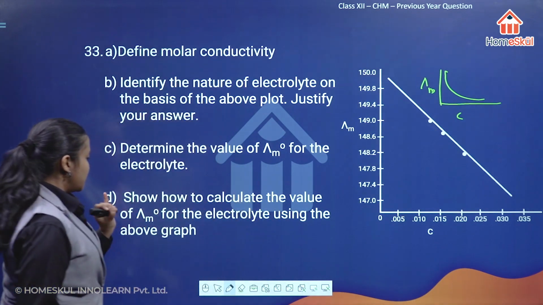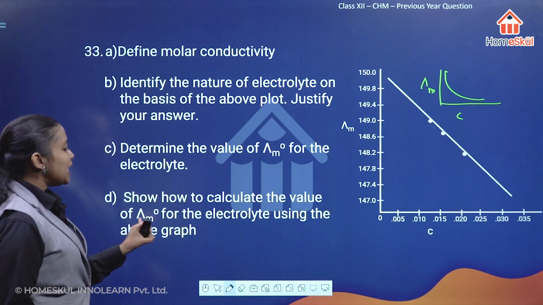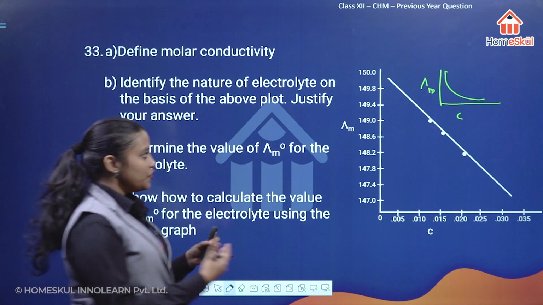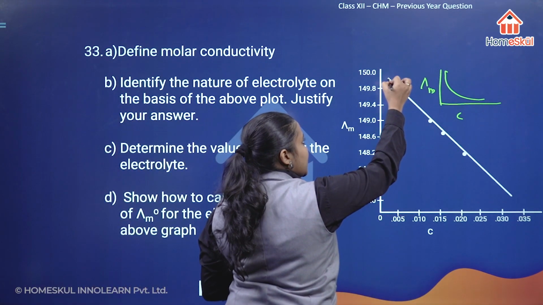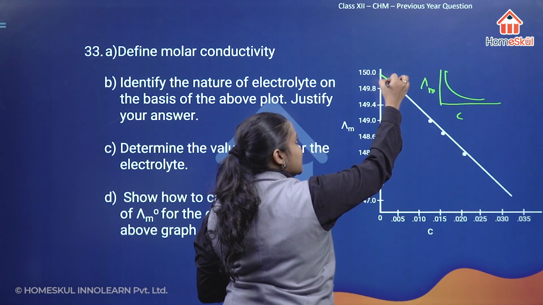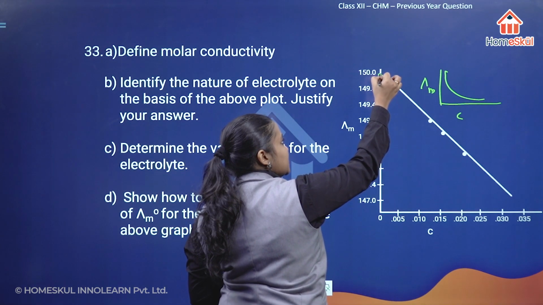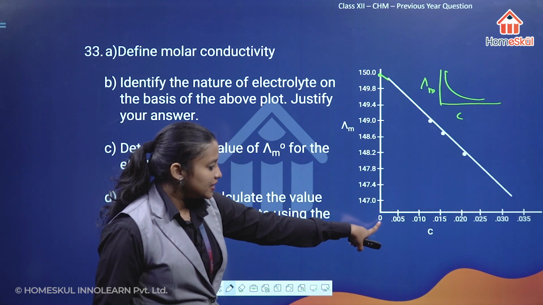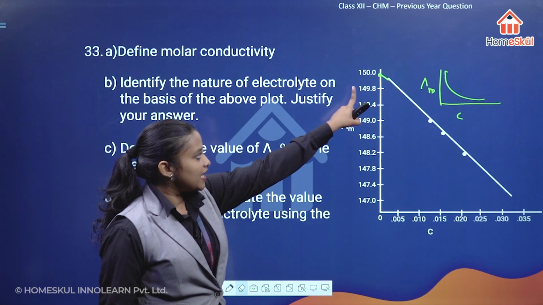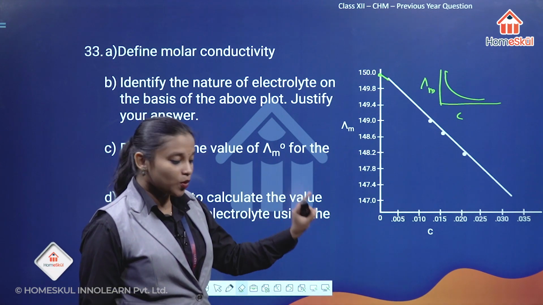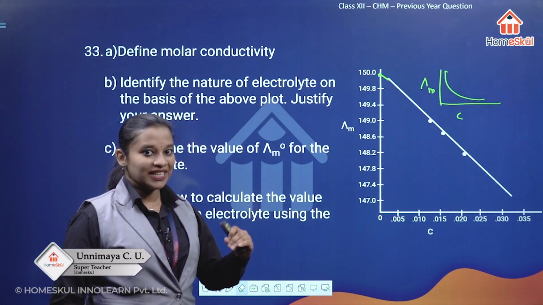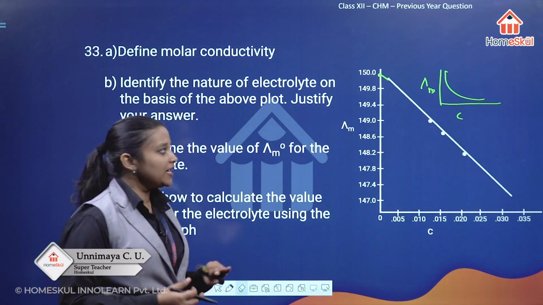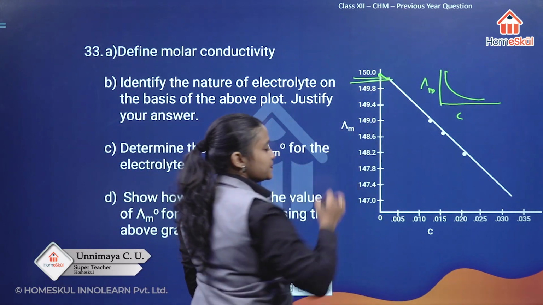Okay, now show how to calculate the value of limiting molar conductivity of the electrolyte using the above graph. We already discussed, we can just extrapolate this line to the y-axis, and the point that touches the y-axis will be the molar conductivity at zero concentration. That means it is the limiting molar conductivity. So here we get 150.